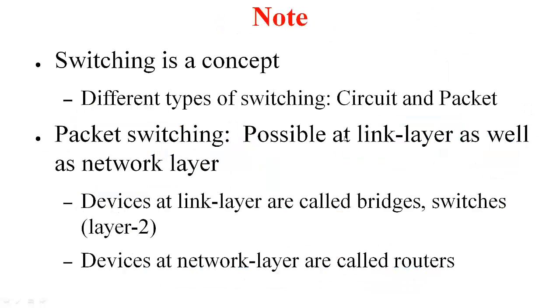Switching is a concept and there are different types of switching, circuit and packet. Since it is a concept, you can find its use at different layers. So it's possible to do switching at the link layer as well as the network layer. We will focus predominantly on packet switching since this is the core of the internet. The devices that employ packet switching at the link layer are called bridges or switches, layer 2 switches typically, and when you employ switching at the network layer, the devices that do that are called routers.